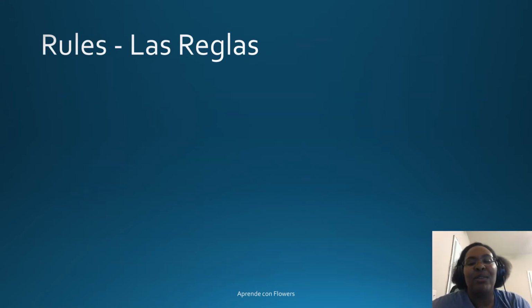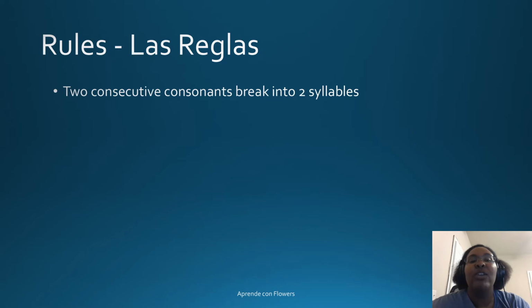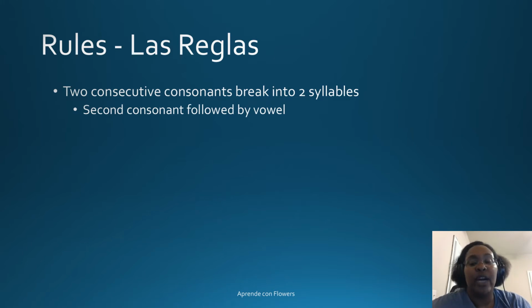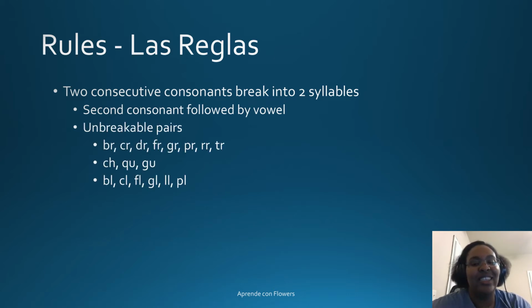Building off the rules from before, we have 2 consecutive consonants break into 2 syllables. The second consonant is going to be followed by a vowel, but as usual, there's exceptions to the rules. Do you know any ones that are easy to explain? I'll give you a second. Okay, if you watched the ABC video, you will know that double R, CH, and double L are letters. So therefore, you wouldn't want to break them.